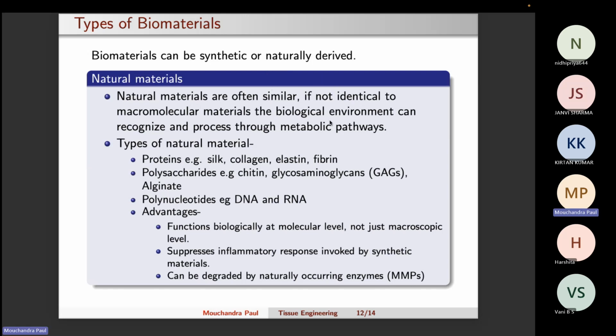Natural materials means those materials which are derived from natural sources like plants, animals, etc. And these materials, even though not completely identical, are similar to the materials found in the biological environment. Which is why the cells can easily recognize them and also process them through their own metabolic pathway. By process, I mean many of the natural biomaterials are biodegradable.